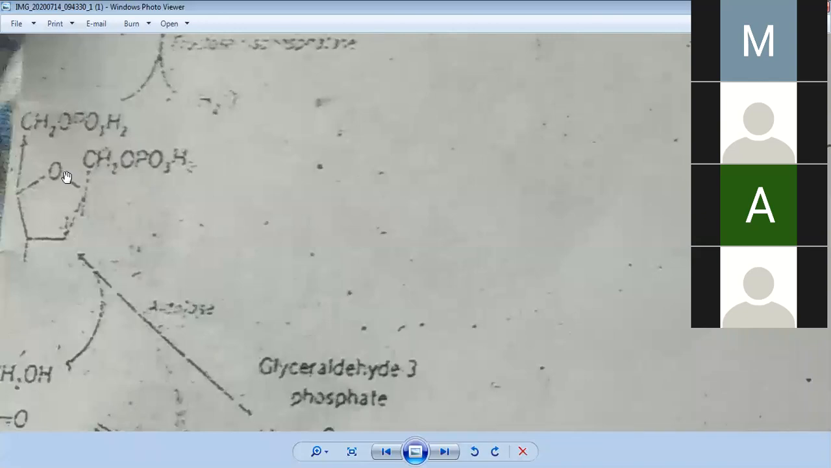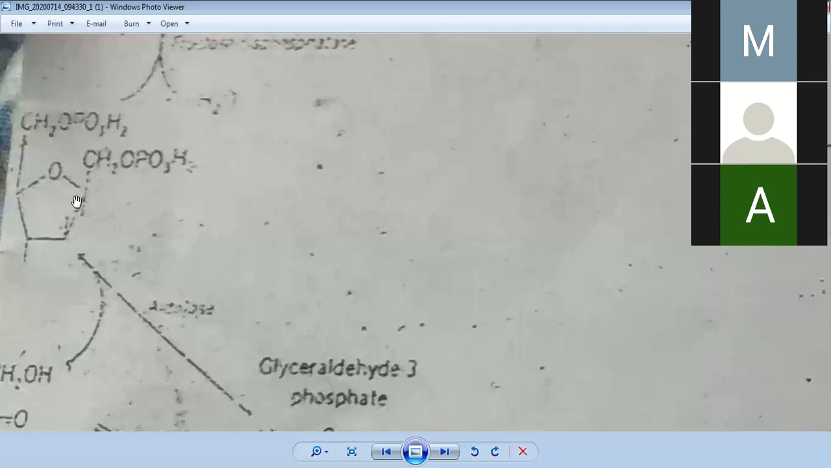Okay, so now the next step. Here you can see this is a keto sugar. How many carbons are here? How many carbons in fructose 1,6-bisphosphate? 7. 5.